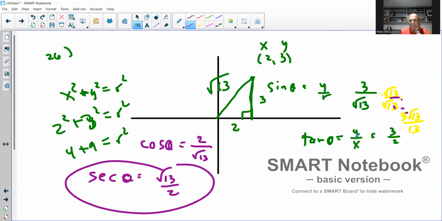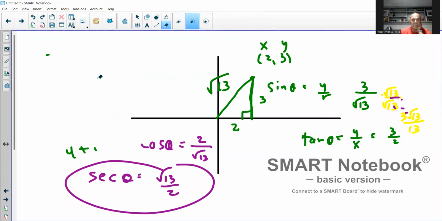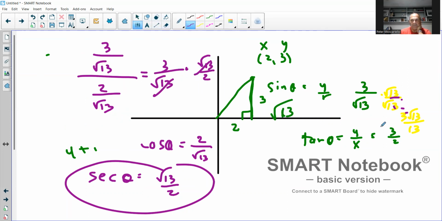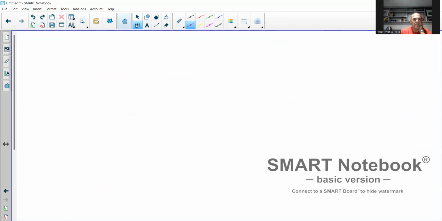You might say, oh, I didn't memorize tangent is y over x. I just memorized tangent is sine over cosine. That's groovy. Let's backtrack, your sine was this, and your cosine was this. That's 3 over root 13 times root 13 over 2 when you flip that. And those cancel, you get 3 over 2. All right, so let me give you another one.